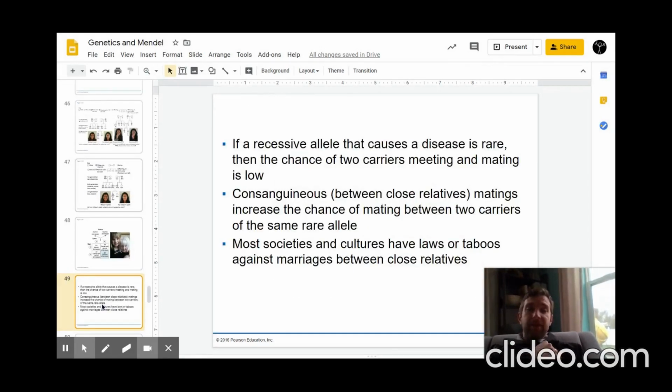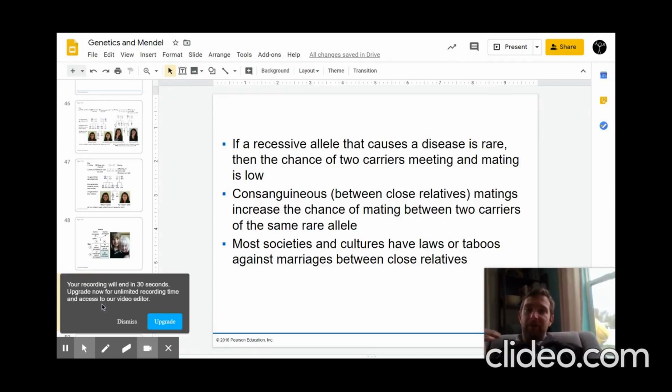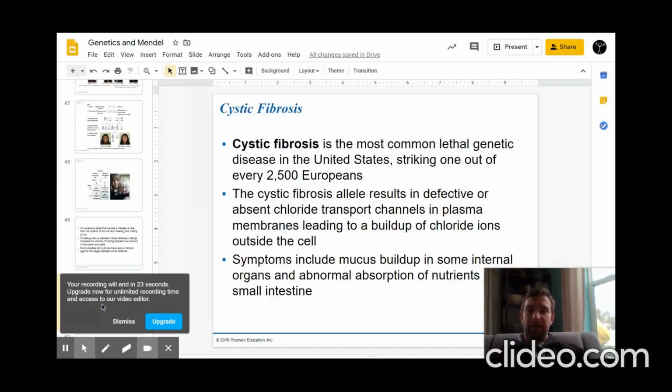So recessive alleles that cause diseases, if they're relatively rare, the odds of getting these are particularly low, unless we start doing inbreeding. And the primary problem with inbreeding is that there are a lot of recessive alleles out there, loss of function alleles, that are floating around in our population that aren't really common. But if you mate people that are really closely related, the odds of that coming to light are a lot higher.